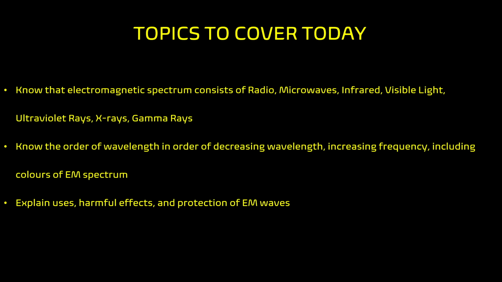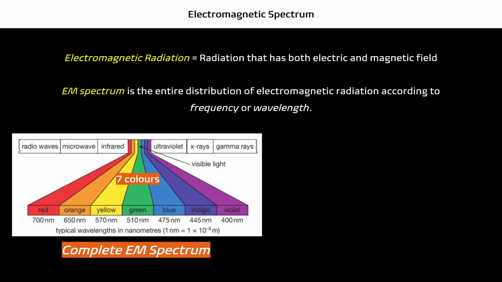And about those waves, you should know their order, which is described by their decreasing wavelength or frequency, okay? And then you also need to know the colors of the electromagnetic spectrum. And finally, you need to be able to explain some of the uses, some of the harmful effects, and how you can protect yourselves from harmful electromagnetic waves.